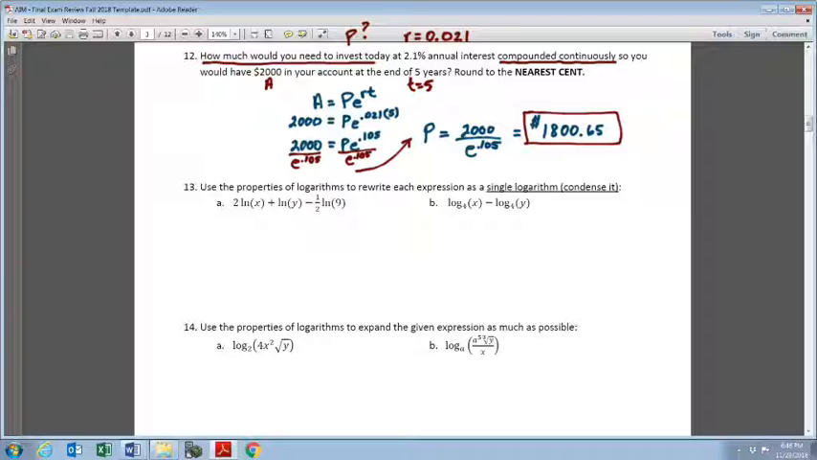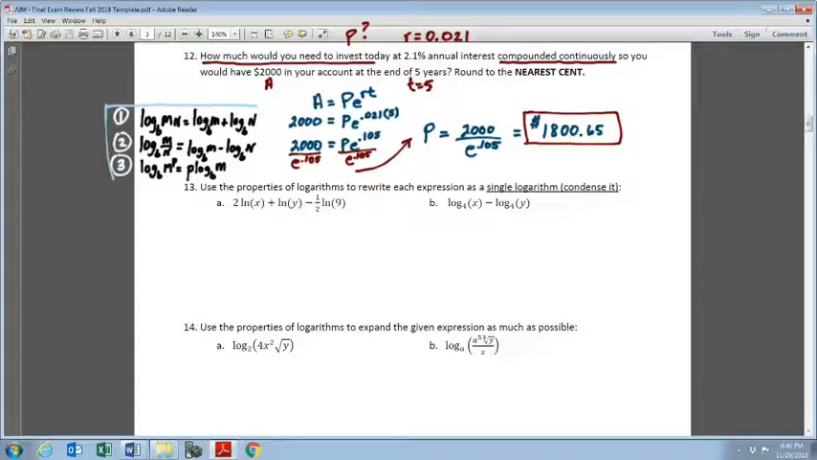It says use the properties of logs to rewrite each expression as a single log. We call this condensing. It says condense it here. The first thing I want to do is write down our properties to remind you of what they are. So there's our product rule, quotient rule, and the power rule. And you need to know these. And we're going to label these 1, 2, and 3 so that when we use them, I'll put the number so you know which one I'm using.